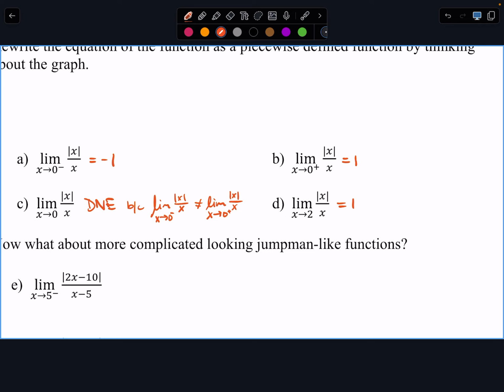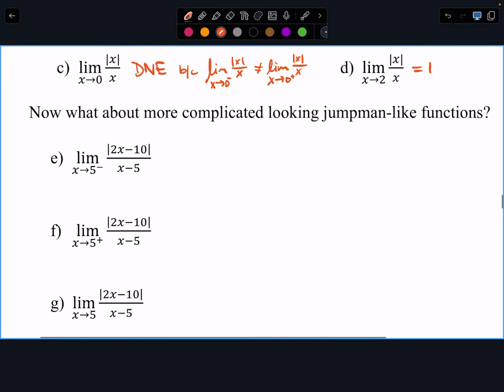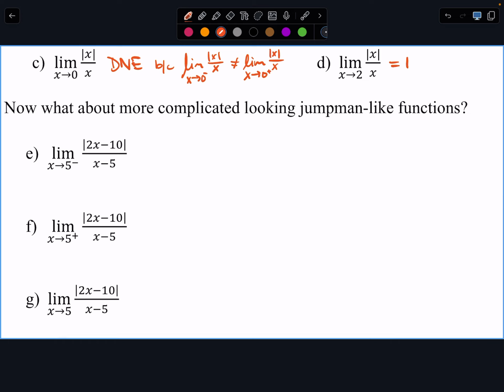So this knowledge of the Jumpman function is going to allow us to think about evaluating these more complicated looking Jumpman-like functions, okay? Which is just practice with pulling out of our toolbox in order to evaluate limits. And looking at functions from a different perspective.